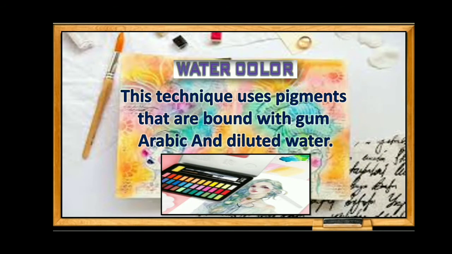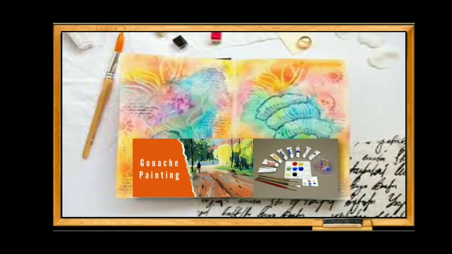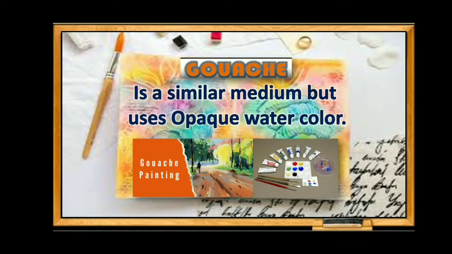Another one is watercolor. Below is an example of a picture in watercolor. This technique uses pigments that are bound with gum arabic and diluted with water. No white pigments are used, so the white of the paper furnishes the light. Next is gouache. It is a similar medium but uses opaque watercolor.